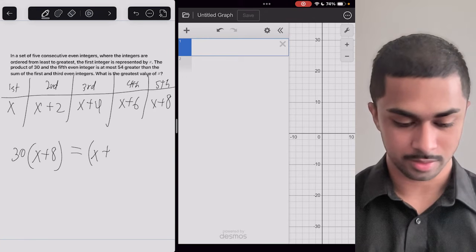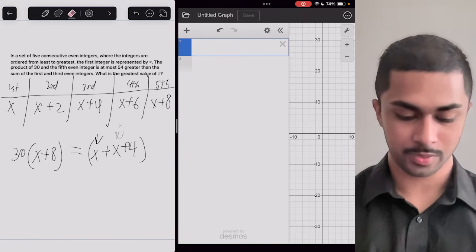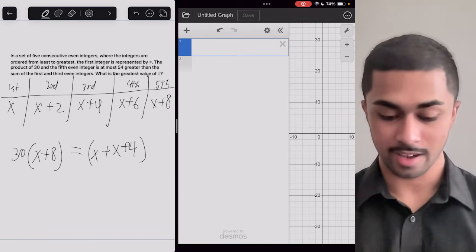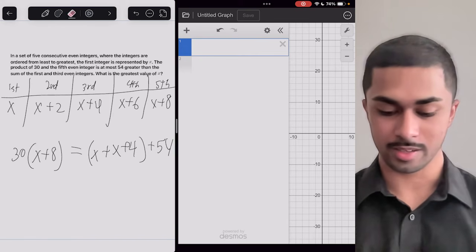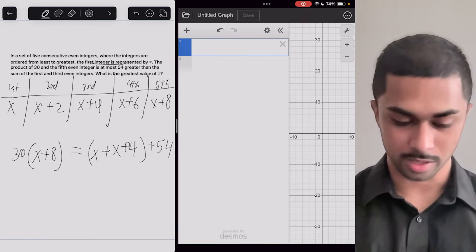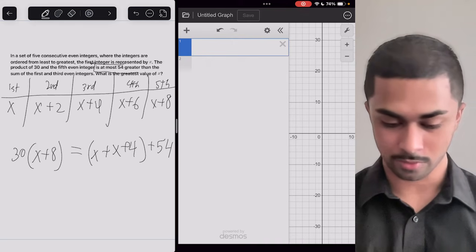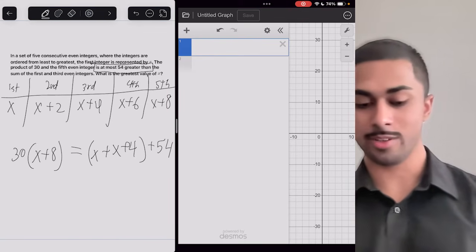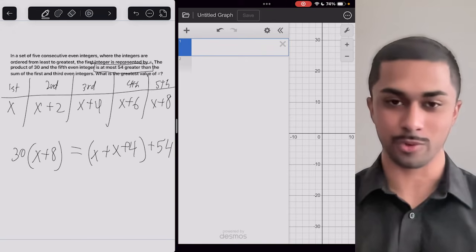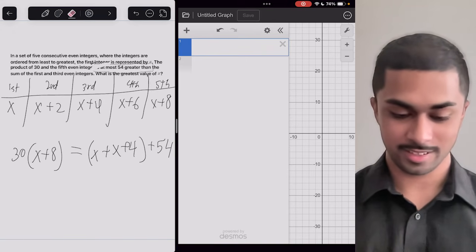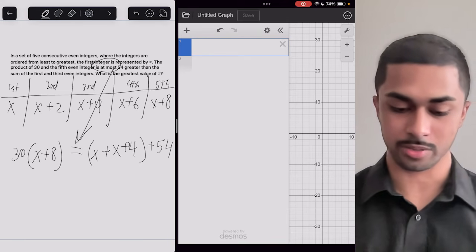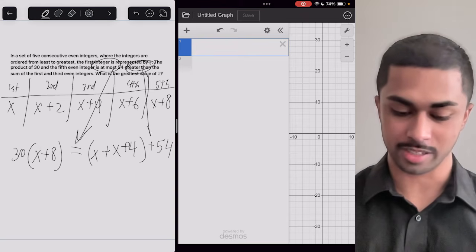X plus 4. So this is the sum of the first and third even integers, X plus 4. And then you add 54. This is probably the most confusing part. These words right here: is at most 54 greater than? What is that? Five words and a number is the most confusing part about this question, and I get it. Now, is at most represents whatever inequality goes here, but greater than actually represents this plus 54.